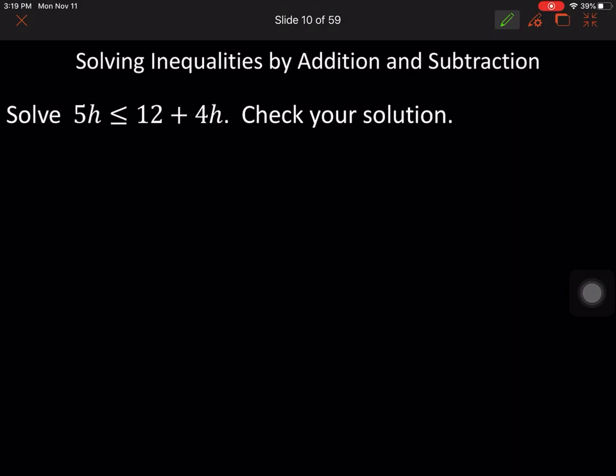All right, we'll try one more, see how you do with this one. Okay. H less than or equal to 12. Correct.